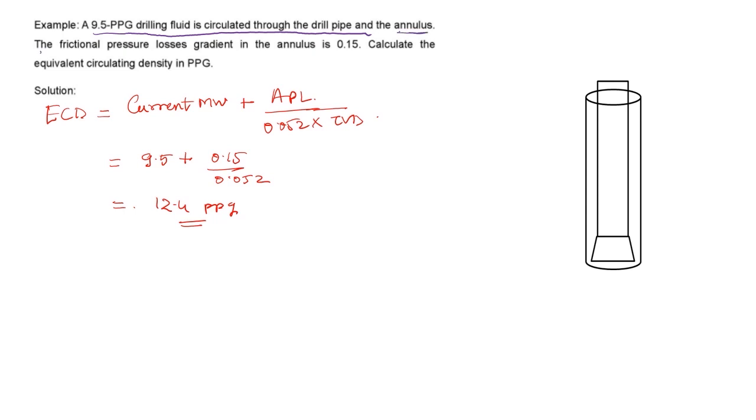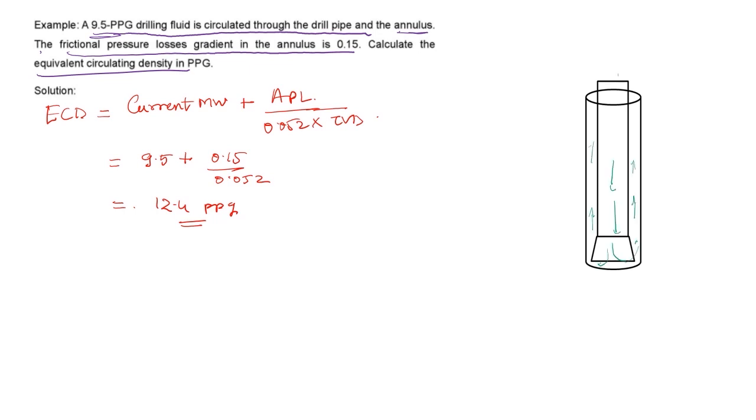Over here, a 9.5 pound per gallon drilling fluid is circulated through the drill pipe and the annulus. The frictional pressure loss gradient in the annulus is 0.15. Calculate the equivalent circulating density in pound per gallon. As we know, when I'm circulating the drilling fluid, I will be having friction. This is the journey of my drilling fluid.